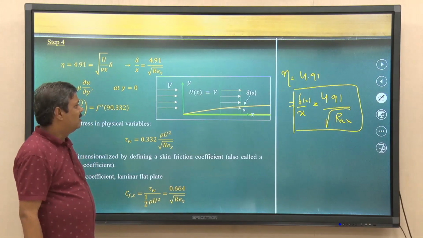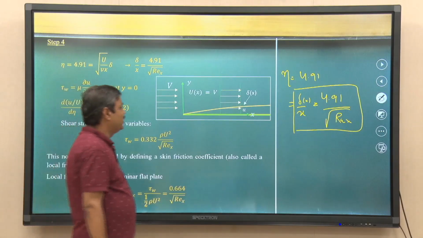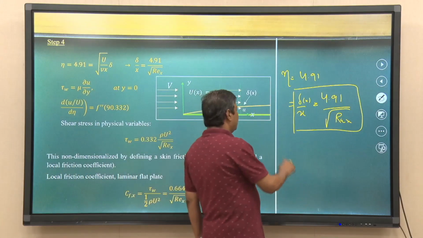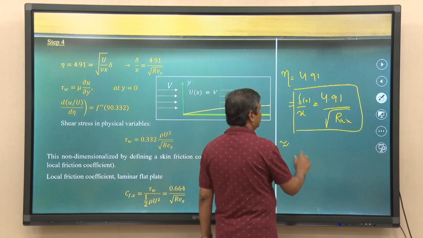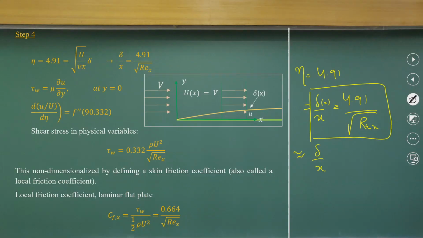Okay. And sometimes instead of 4.91, people also approximate delta by x as 5 over square root of Reynolds number. Okay. So, we know the thickness of the boundary layer, which is for laminar boundary layers. In the same way he also estimated what the wall stress will be.